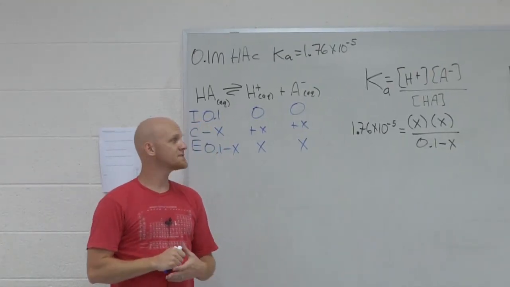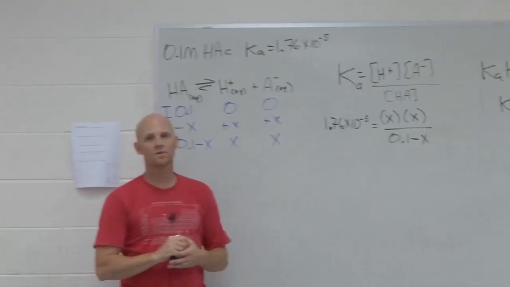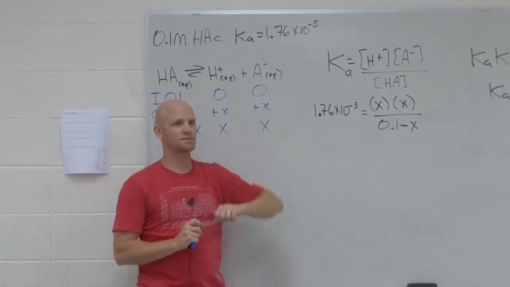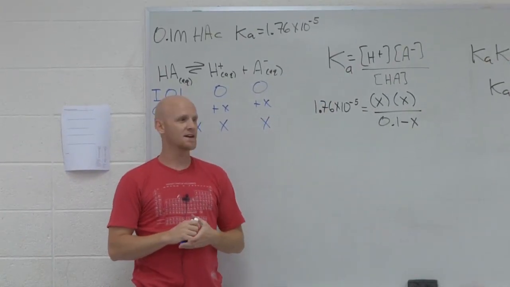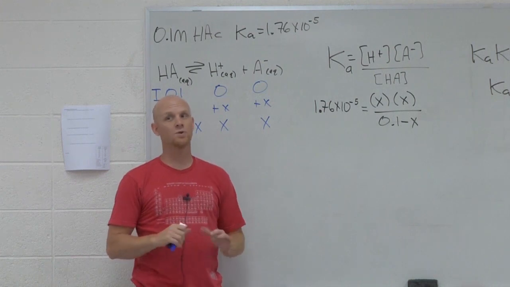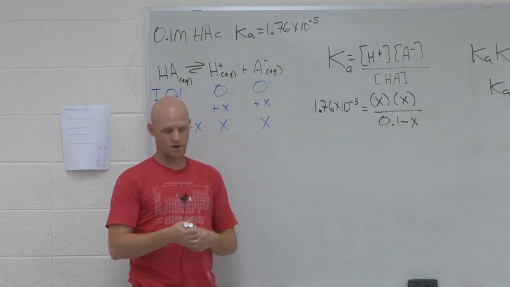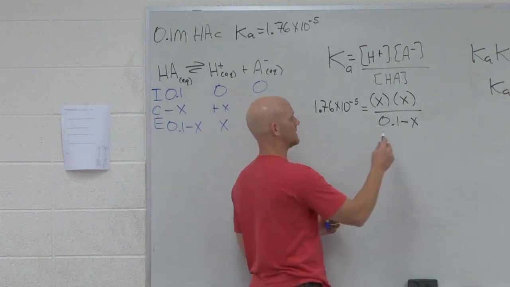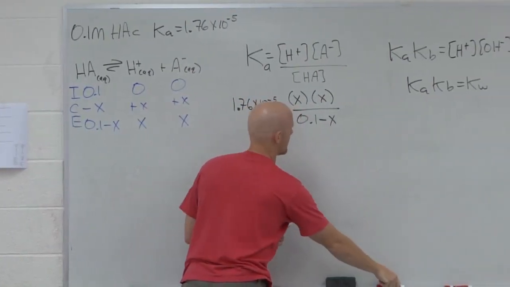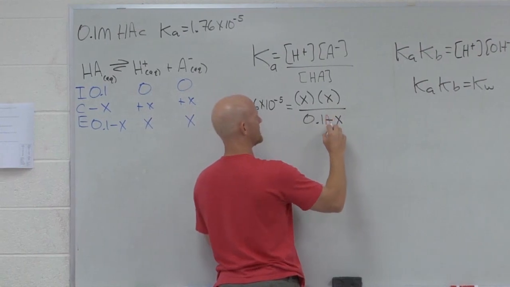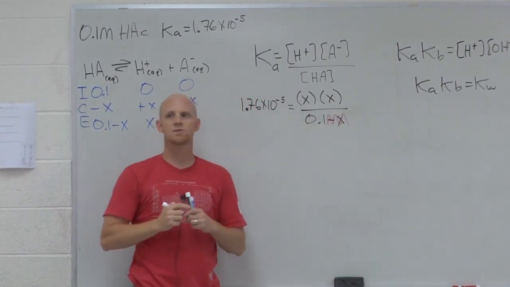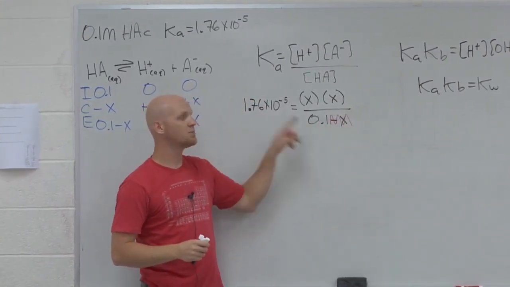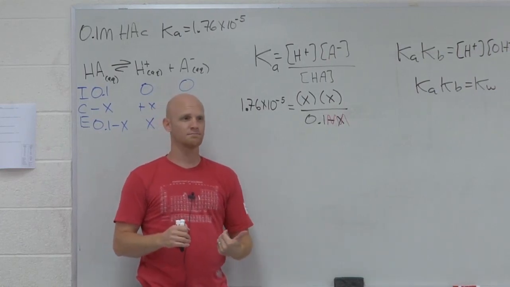Cool. What is the most mathematically sound way of solving for X? Yeah, quadratic. But will you ever have to use the quadratic? No, and this would be an example where you wouldn't have to. How do I get around using the quadratic? Yeah, we're going to ignore this little minus X. We're going to assume X is so small that when I subtract it from 0.1, I still essentially get 0.1.